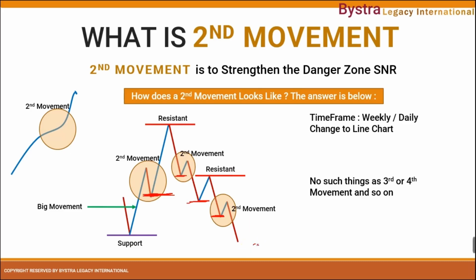Okay, so when price comes back to this area, then it will go all the way down again. Same goes when price comes back to this resistance here, and then price will go all the way down. So most likely the price will react when there is a strong resistance with a second movement.